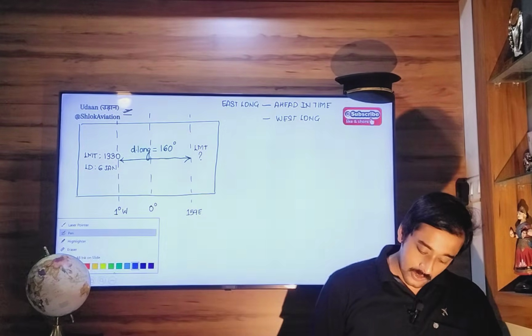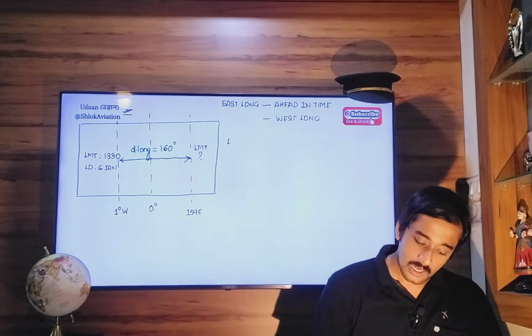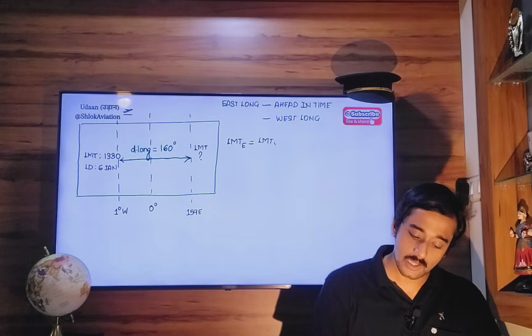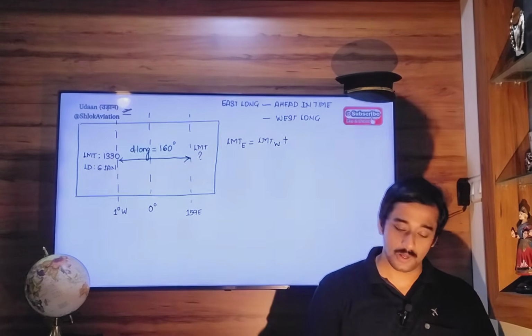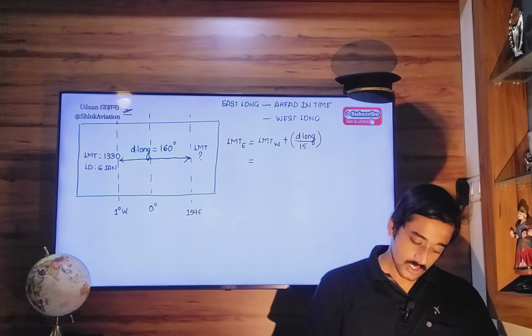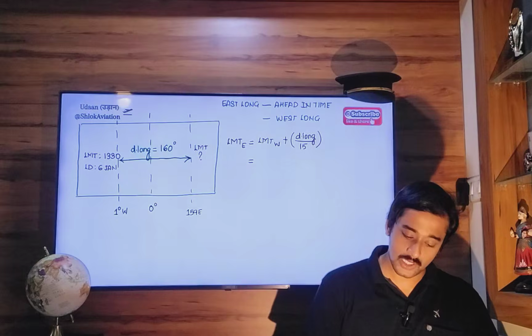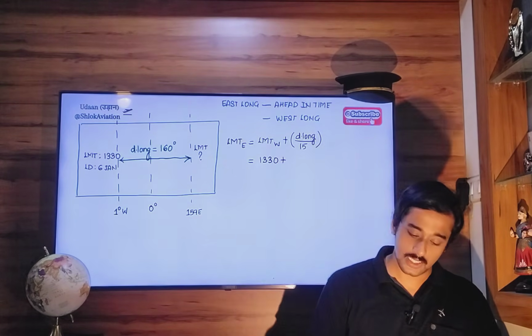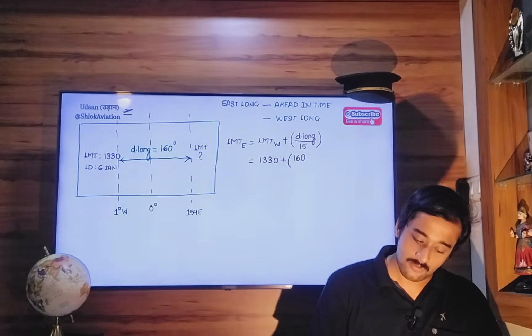So by what amount? The formula will be: local mean time at east longitude equals local mean time at west longitude plus the difference between them, d long divided by 15. So LMT at western longitude is 1330. D long between them is 160 degree divided by 15.